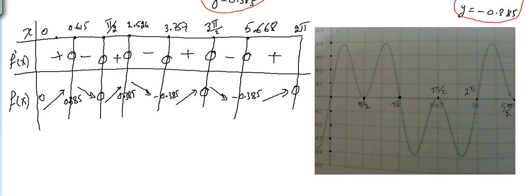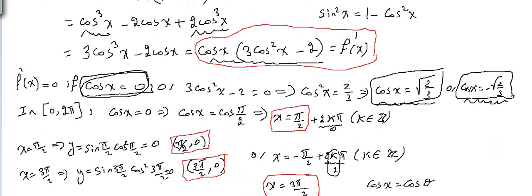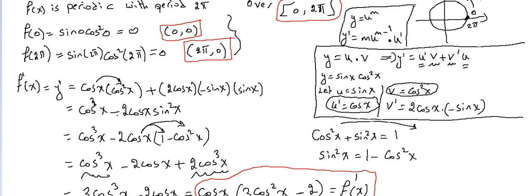Then it's pi, 3 pi over 2, right? 2 pi. What else? 5 pi over 2. Okay? We can notice that. We forgot to put the point pi also on. No problem, it's all right. We found it somewhere here. Pi, 0, I guess.